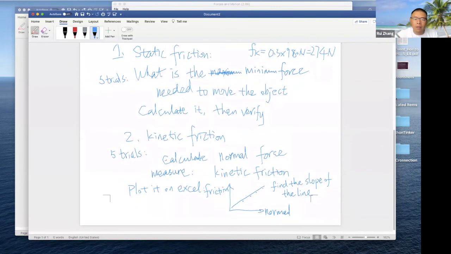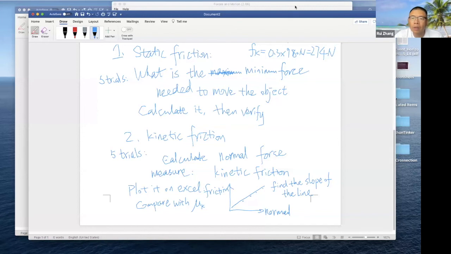So compare the slope with mu k. Calculate the percent difference. Again, I think it should be the same. It should be really close to zero, the percent difference, because these two things are the same. So by doing this, you can see clearly that these two forces are proportional to each other, with the coefficient being the coefficient of friction.